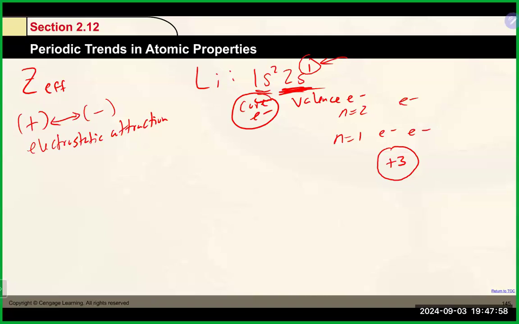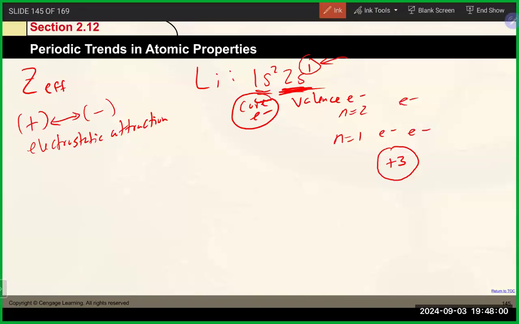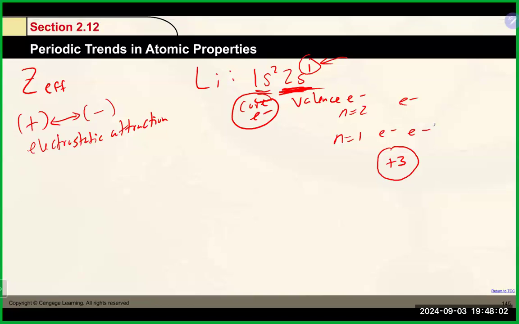We have these core electrons, which are closest to the nucleus, and those guys are feeling the full brunt of that +3 charge. They're up front and center. Not sure exactly where they're at, but they're moving around pretty close to the nucleus. They're going to feel the full brunt of that +3 charge, which means those electrons are attracted to the nucleus pretty strongly, because that's why they're core electrons.